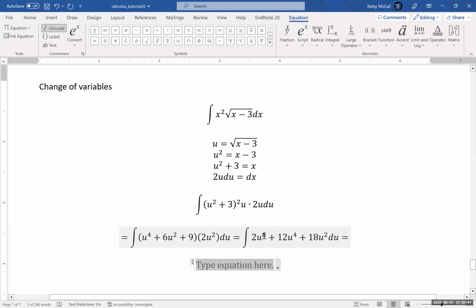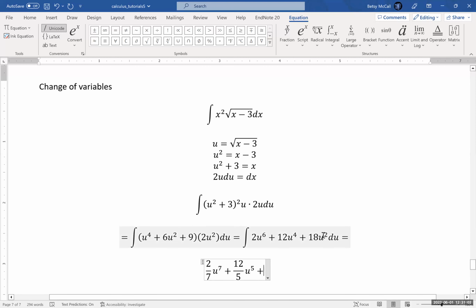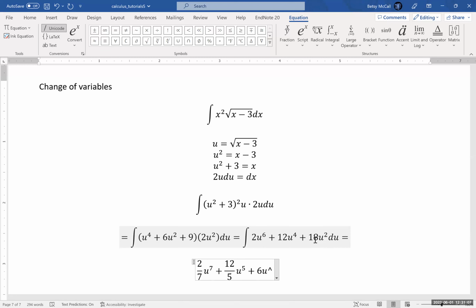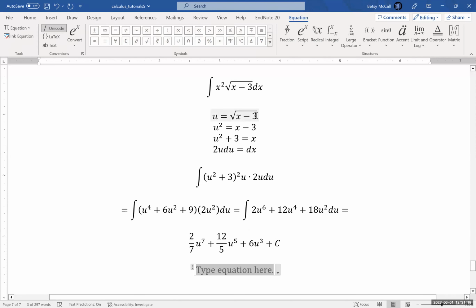And then I just do my polynomial power rule. And I get, so I increase this by 1 and I get 2/7 u to the 7th plus, let's see, that becomes a 5, 12 over 5 u to the 5th plus, and this becomes a 3, and so then I divide that by 3 and I get 6u cubed plus c, and then I put my u back, and my u was the square root of x minus 3.